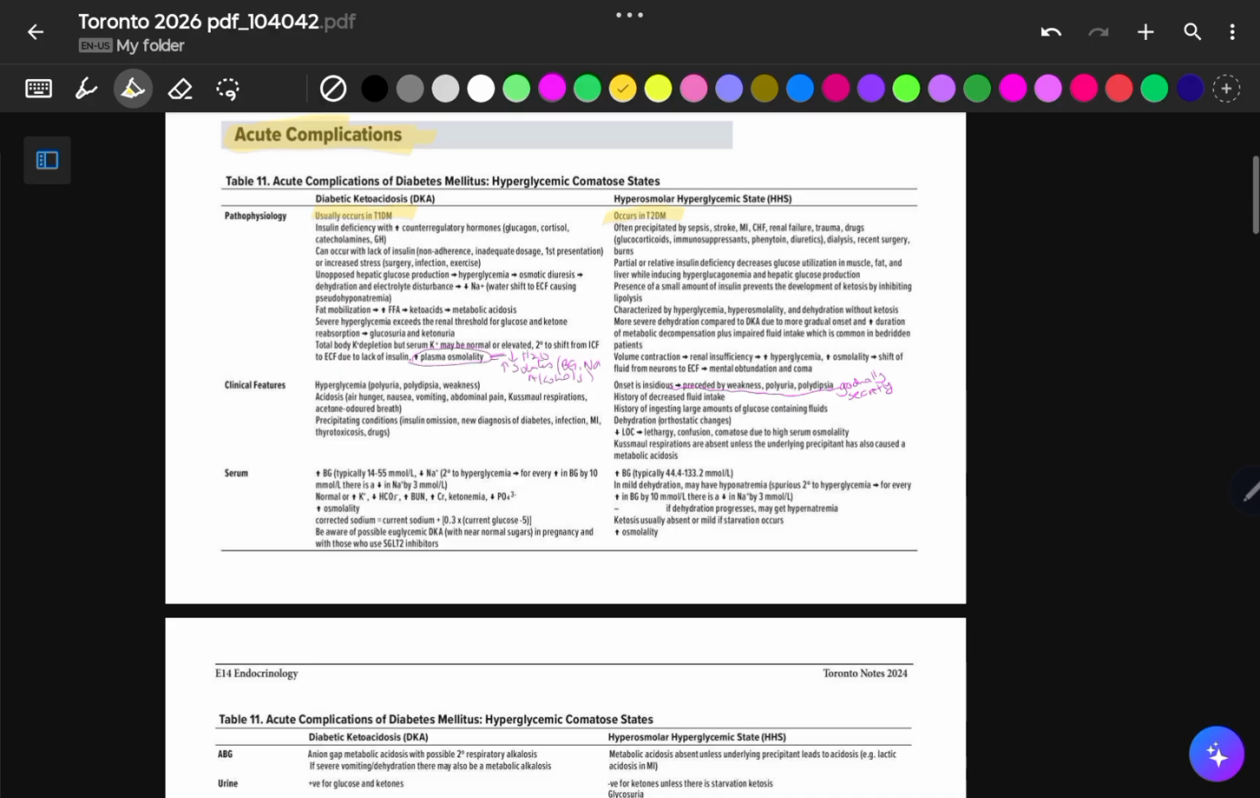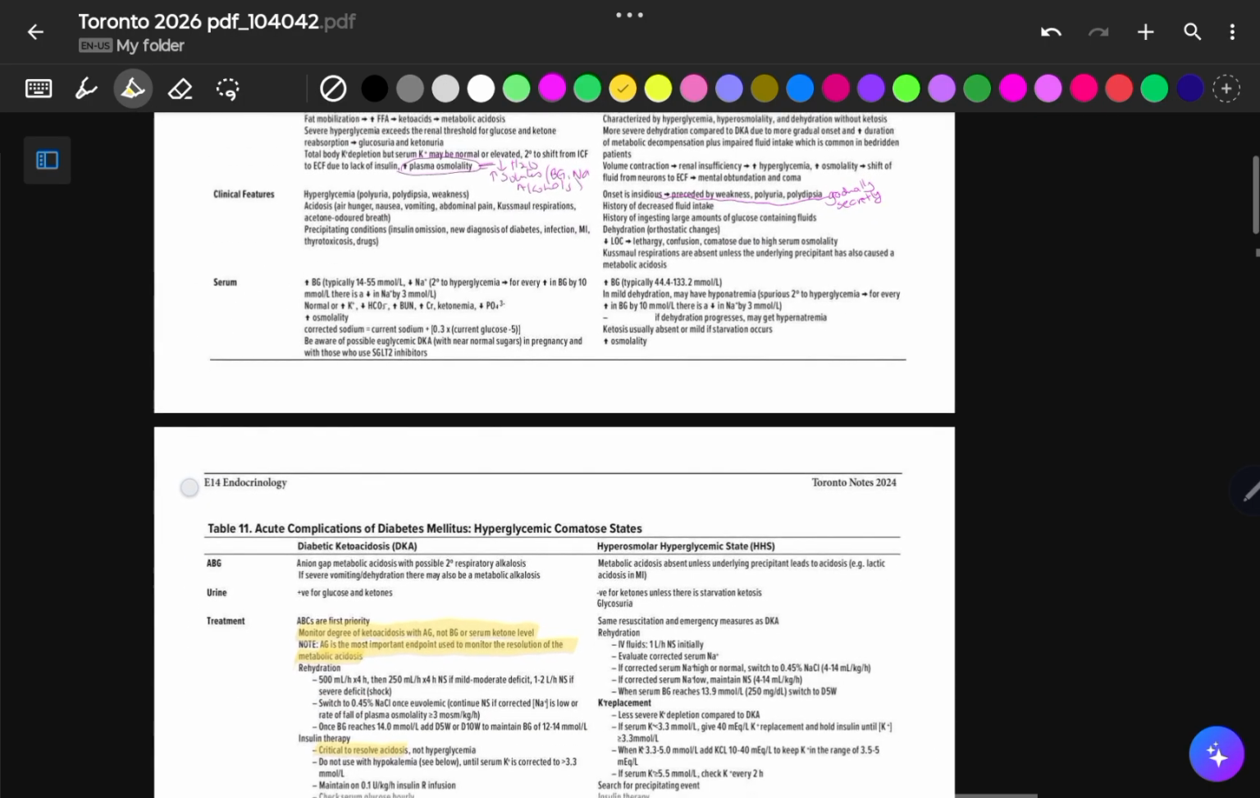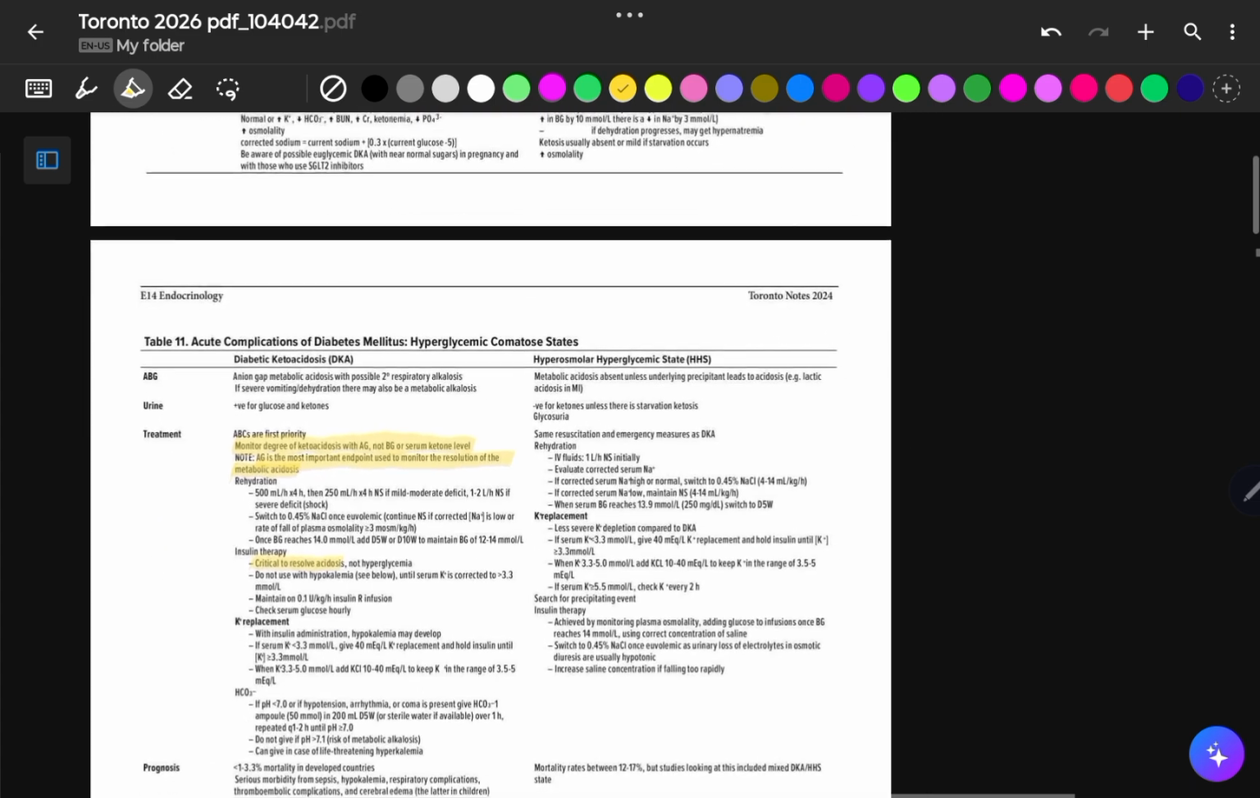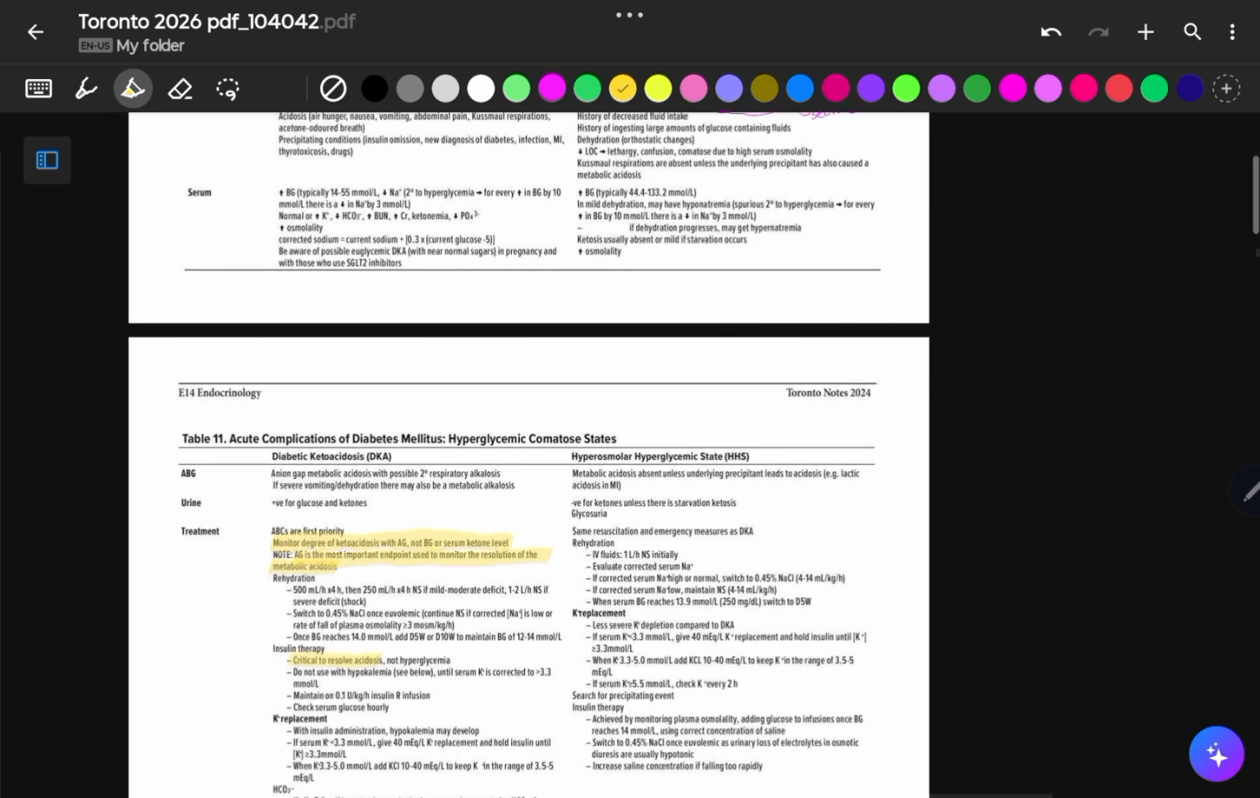Then be aware of possible euglycemic DKA with near normal sugars, in pregnancy and in those who are on anti-glycemic medications. So when you find a patient presenting to you with a DKA, first of all, you want to do your ABC. You want to do your ABCD, checking the airway, breathing, and circulation.